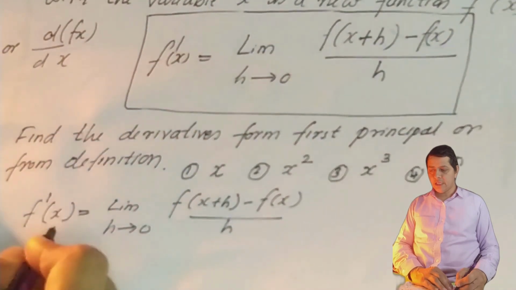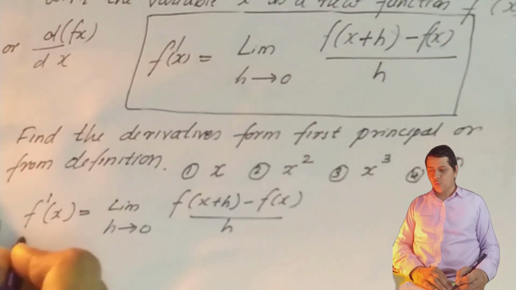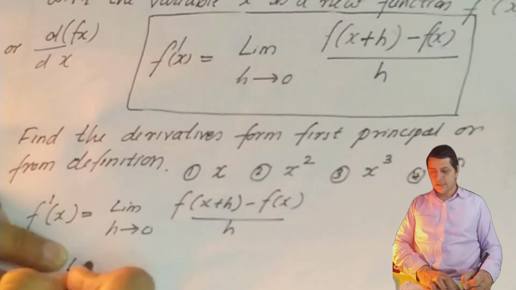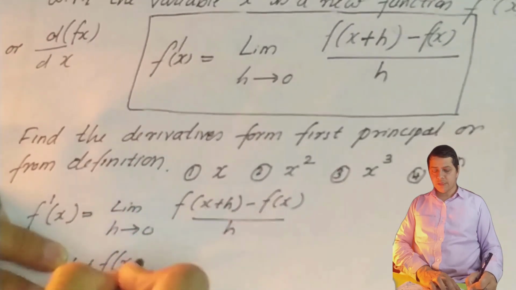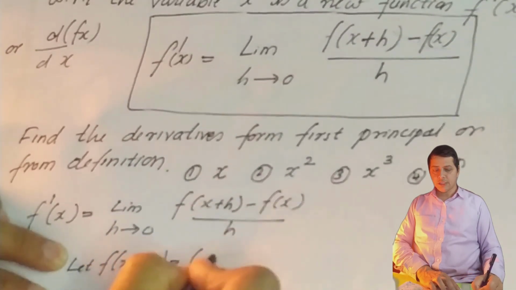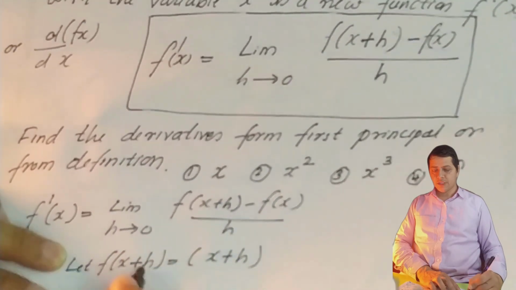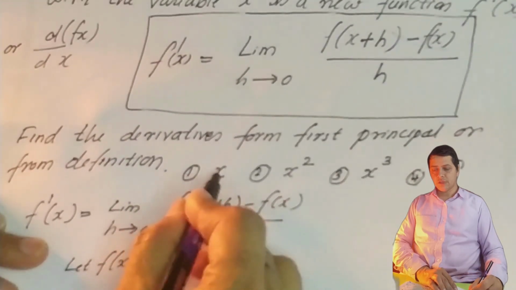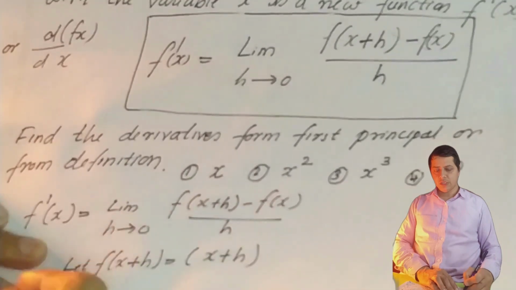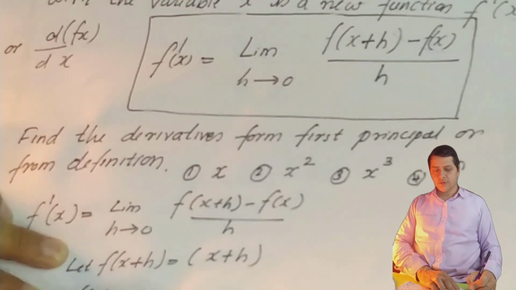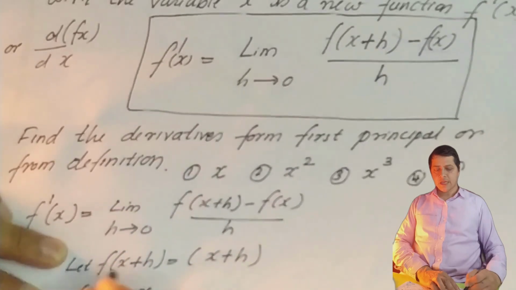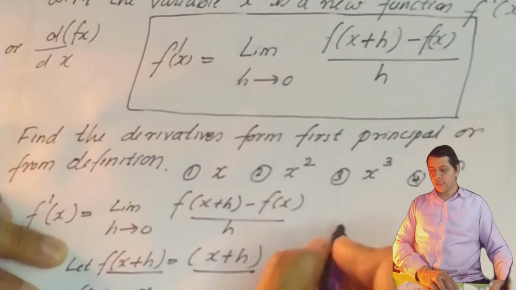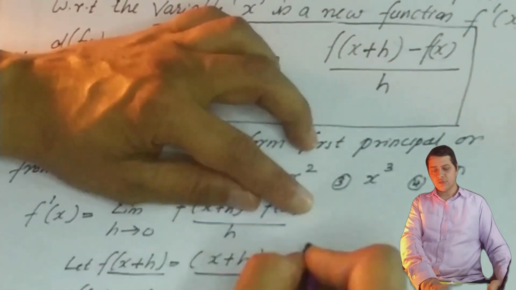Now let's solve this and see what we get. Here we get, let f(x plus h) be equal to x plus h. We have replaced this thing with this. And we know the first one, f(x) is equal to x. So f(x) is equal to x and f(x plus h) is equal to x plus h. We will replace that over here.